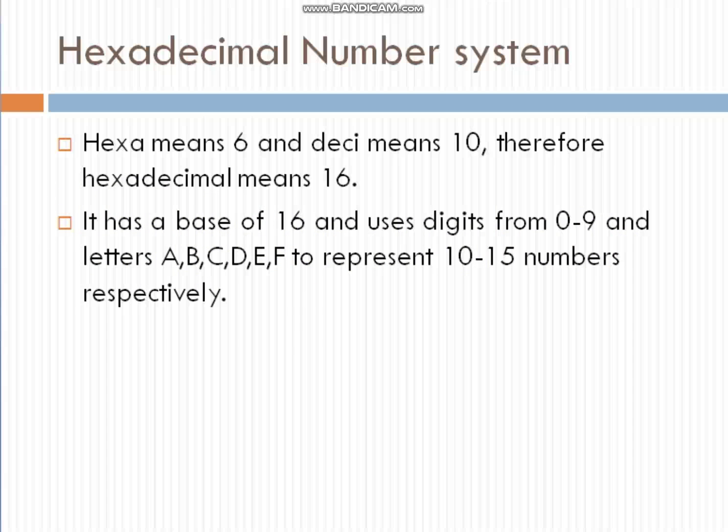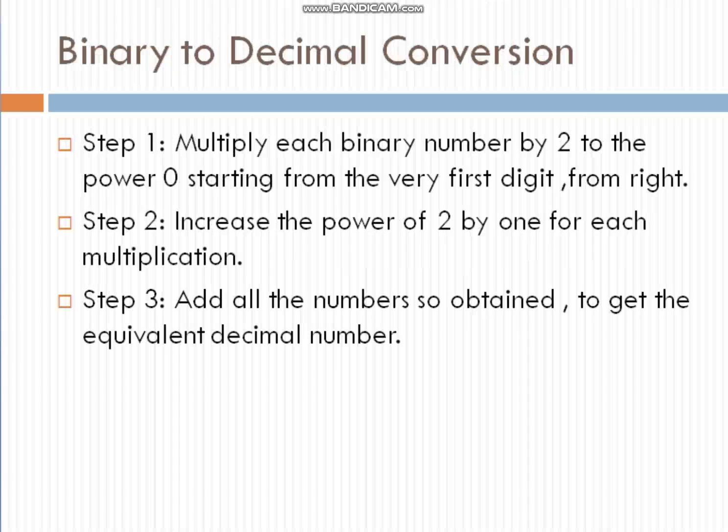Next, we will see today binary to decimal conversion. To convert a binary number to a decimal number, we should follow 3 steps. Step 1, multiply each binary digit by 2 to the power 0, starting from the very first digit from the right. Step 2, increase the power of 2 by 1 for each multiplication. And step 3, add all the numbers so obtained to get the equivalent decimal number.